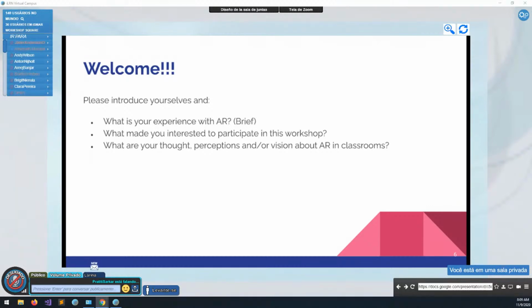Let us know what your experience with AI is, and why you want to participate in this workshop. What are your thoughts, perceptions, and vision about augmented reality, especially in the context of classrooms? Right, so now the room is open for the audience to speak. Please volunteer to introduce yourselves.